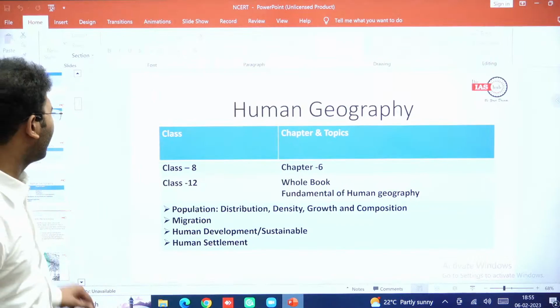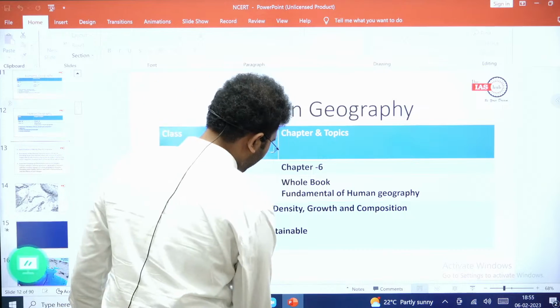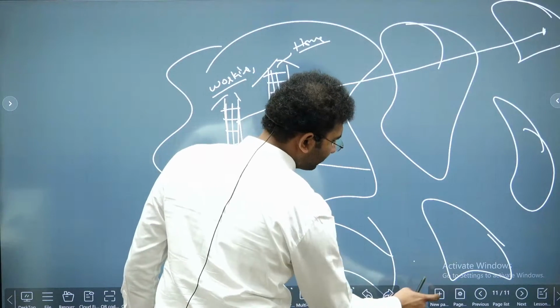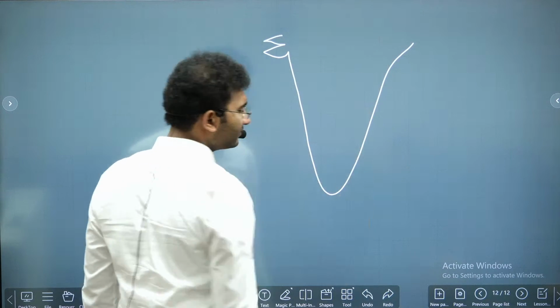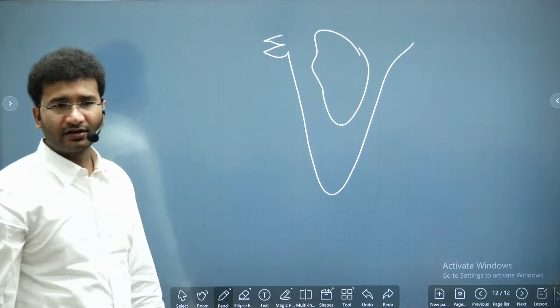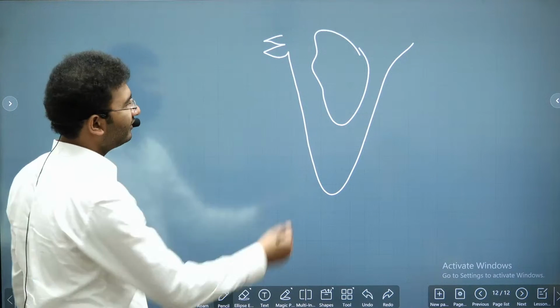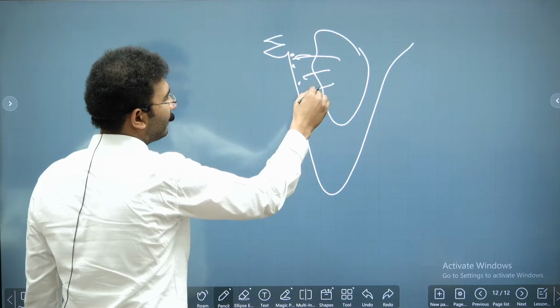And the other last component is industrial geography. Industrial geography clearly talks about, one, where industries should be set up. See, I told you, we have learned about the cotton, right? That means where are the cotton industries, textile industries? They are set up next to the cotton plantation.